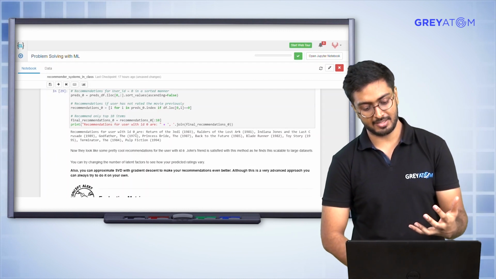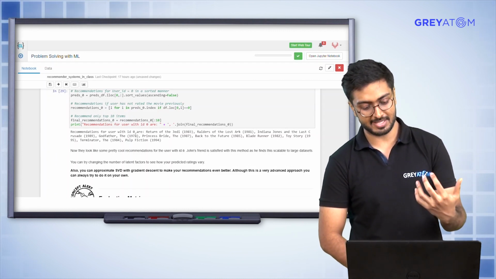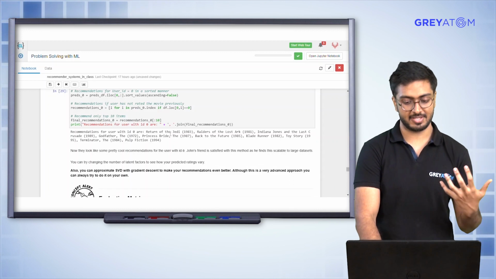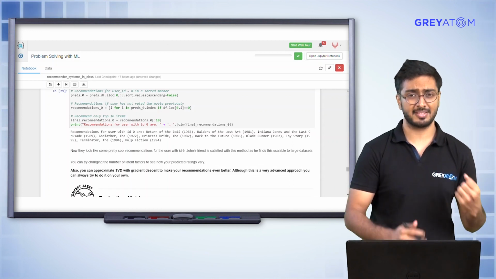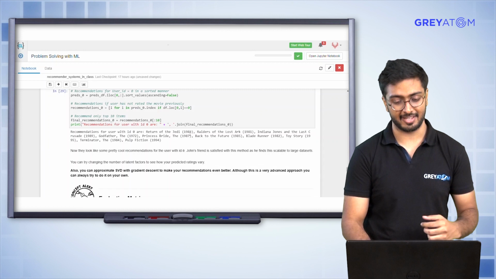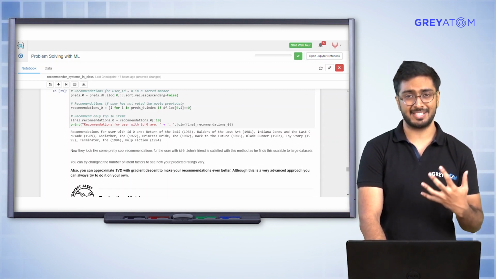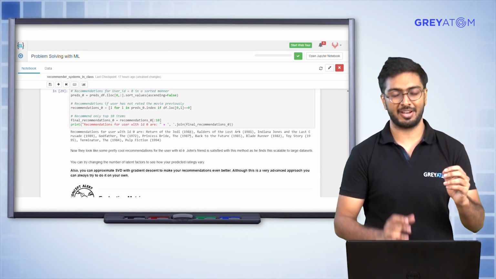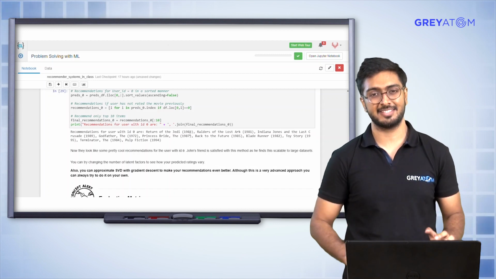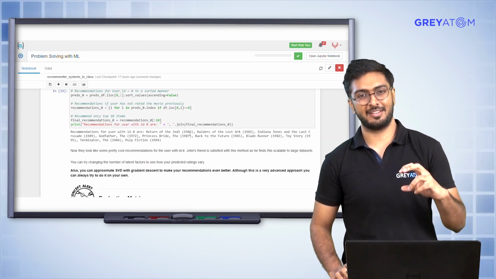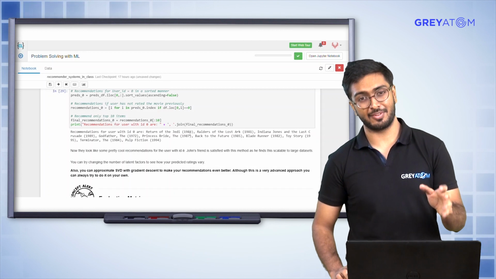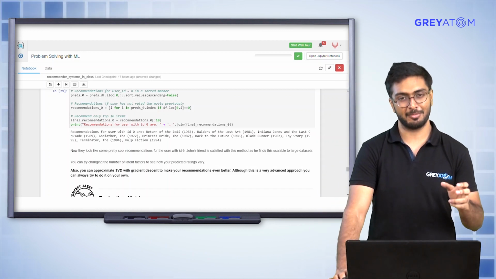So that's exactly what you do. For user with ID 0, you are going to recommend the movies Return of the Jedi and Raiders of the Lost Ark, right? These are the movies that have the highest predicted rankings. So that's about it. That's how SVD works. Now obviously there's a small part which I know you did not get very clearly, which is how we get the predicted data frame. For that you have to understand SVD in a bit more detail.